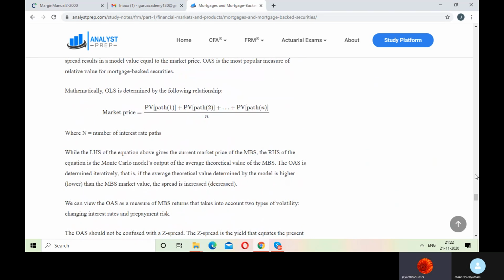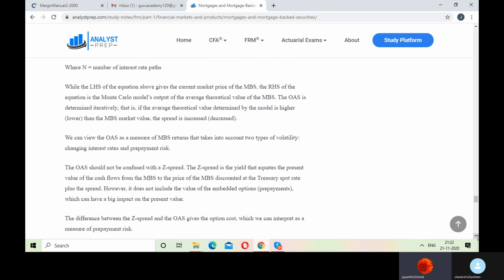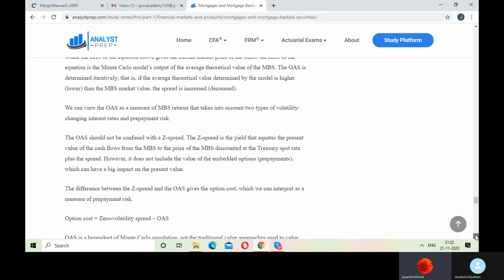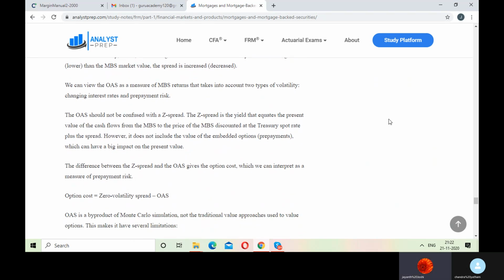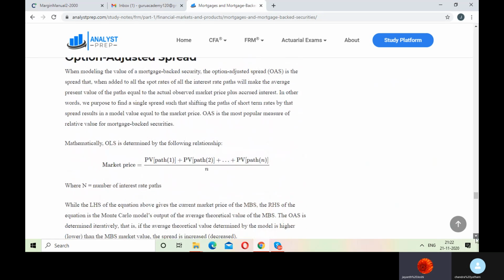Now next one, this is the formula, where n is the number of interest rate paths. While the left hand side of the equation above gives the current market price of the mortgage backed security, the right hand side gives the Monte Carlo model's output of average theoretical value of the mortgage backed security, that is, present value of the interest rate paths. As I've explained to you, this is very much similar to the bond price valuation. So fine, this is okay. We can view the OAS, that is the option adjusted spread.